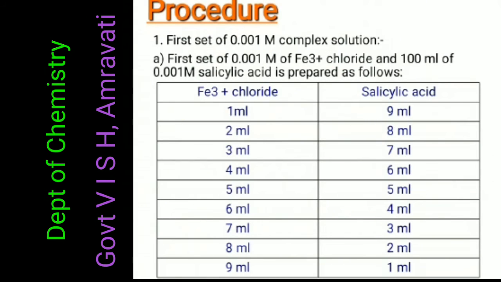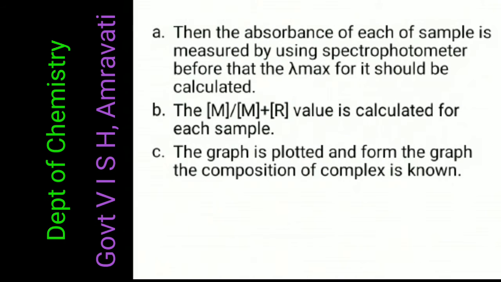Now let's move towards the procedure. Firstly, the first set of 0.001 normal complex solution. As I have given in the table, you have to put the ferric chloride in one slot, and in the second slot you have to put the salicylic acid. That is, if you have taken 1 ml ferric chloride, then you have to take 9 ml salicylic acid. If 2 ml ferric chloride, then you will have to take 8 ml of salicylic acid. Then the absorbance of each sample is measured by using the spectrophotometer at lambda max, which should be calculated.